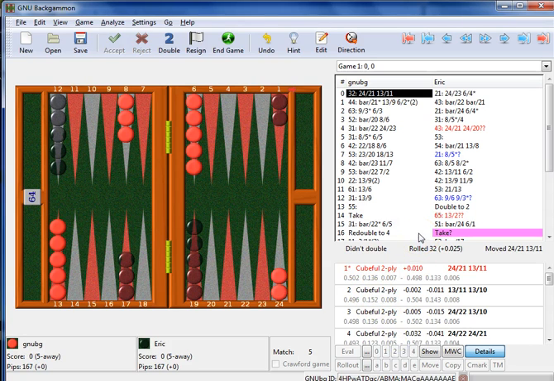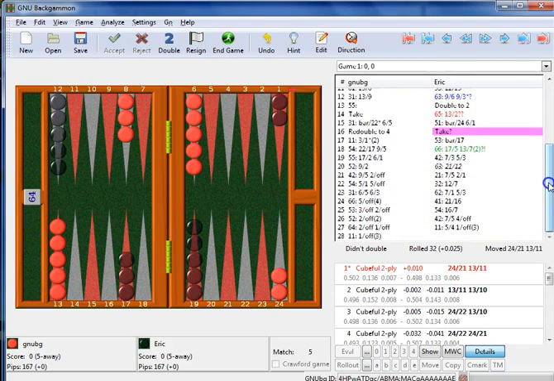So what it does is it goes through your match and analyzes every move, and it highlights the moves where it thinks that you've made a mistake. You can see I've got plenty of mistakes in this match.